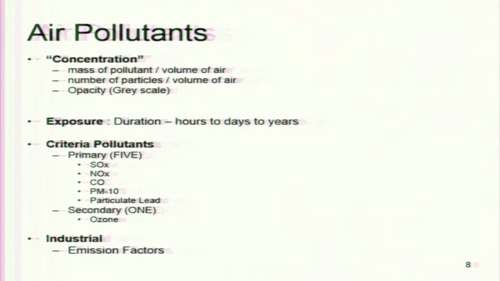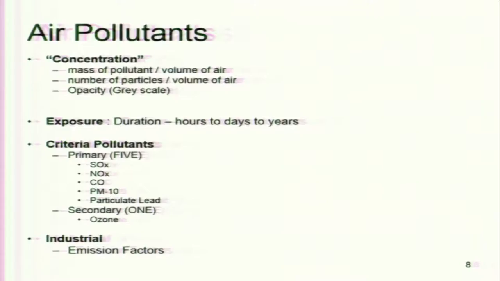So in some sense, if you didn't want a very detailed chemistry of what was going on, there are just a few criteria pollutants. These are the pollutants that are used as criteria to estimate the health of air, okay? And all of these in some way or form are associated with human activity.